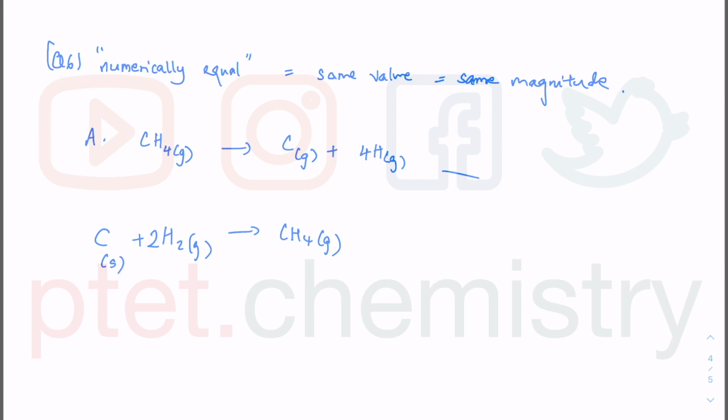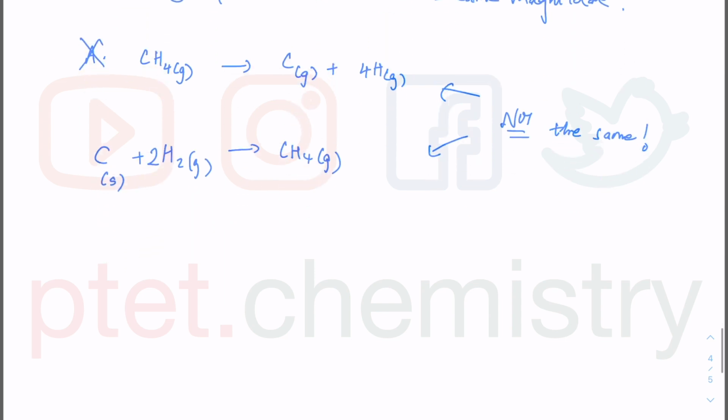So as you could see, these and these are not the same. If they are not the same, then how can they represent the same reaction and have the same value? So that's how I know A cannot be the answer.